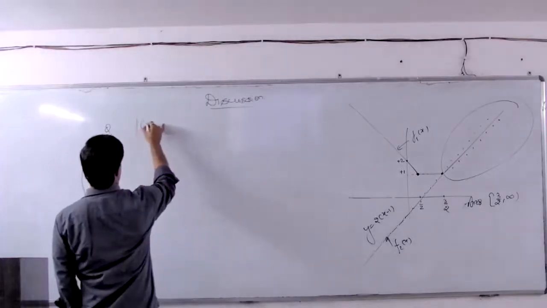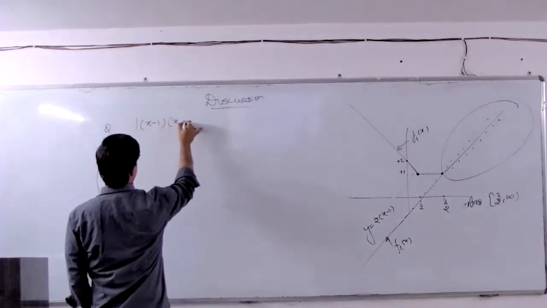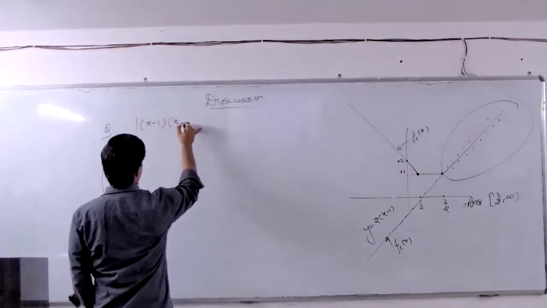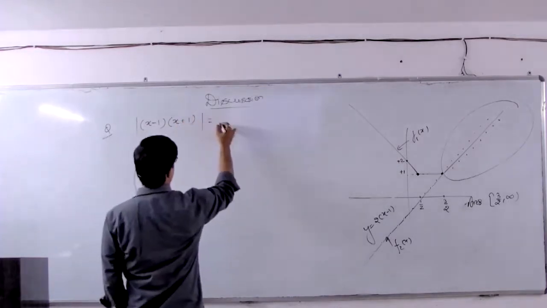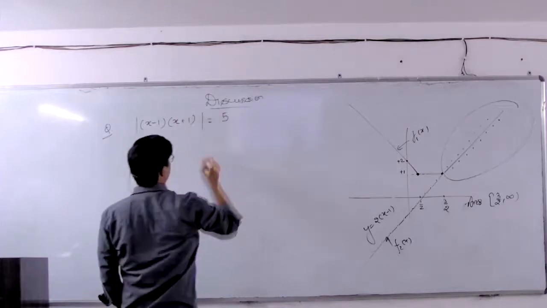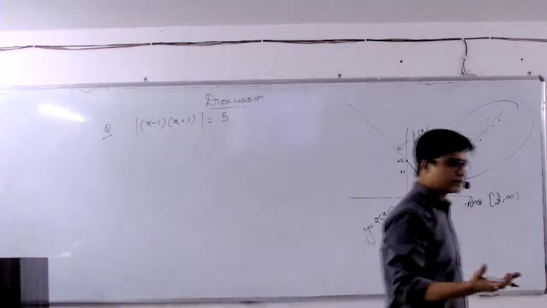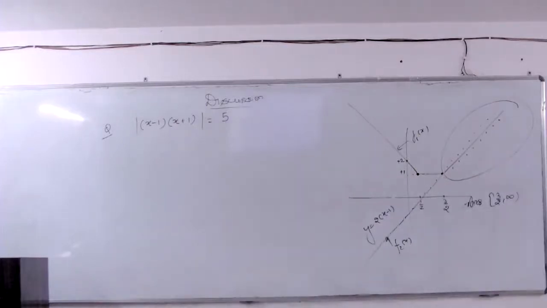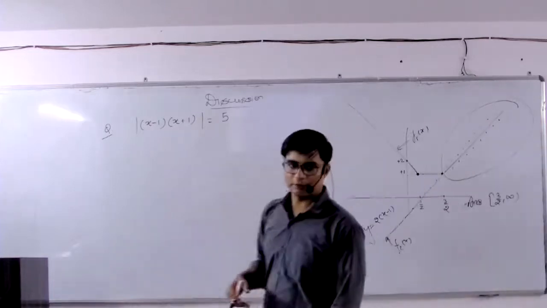Let's say mod of (x minus 1) into (x plus 1) equals, let's say, 5. You can easily solve it. Yes or no? How do you solve it? x square minus 1 equals plus minus 5. Can you do this? x square minus 1 equals plus minus 5, or not?